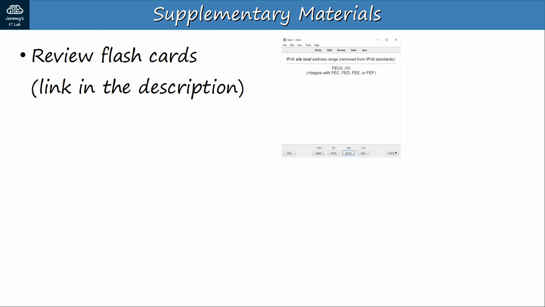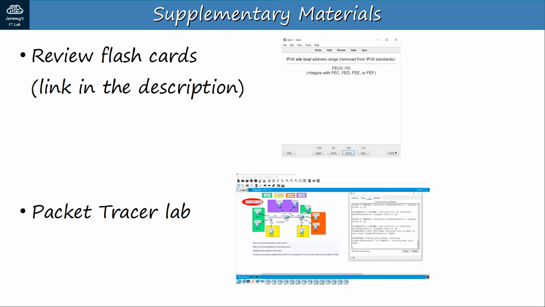There are supplementary materials for this video. There is a flashcard deck to use with the software Anki. There will also be a packet tracer practice lab, so you can get some hands-on practice. That will be in the next video. I especially recommend watching today's lab video, since I will cover an aspect of EIGRP I only briefly mentioned in this video. That is unequal cost load balancing. Sign up for my mailing list via the link in the description, and I'll send you all of the flashcards and packet tracer lab files for the course.